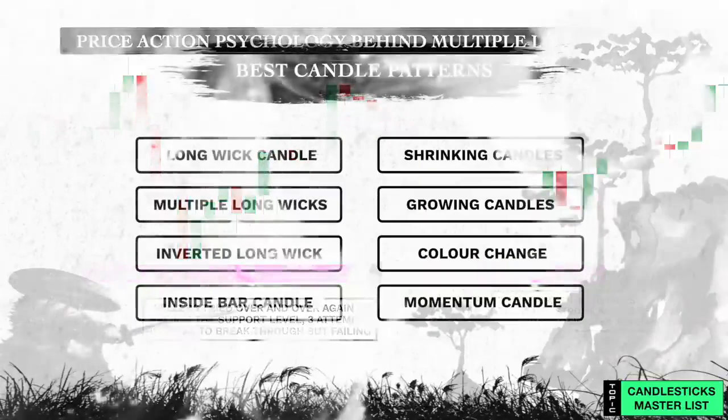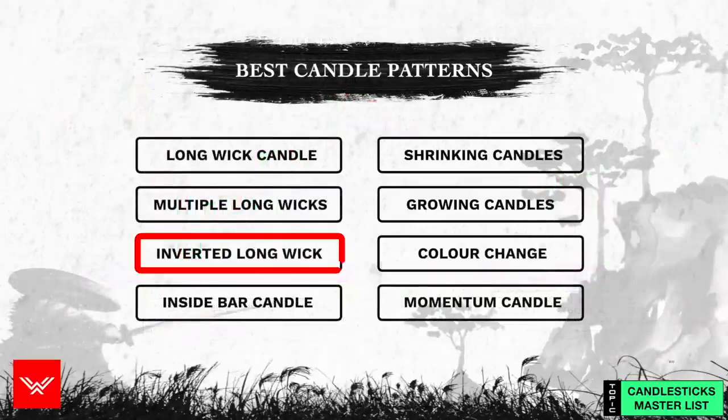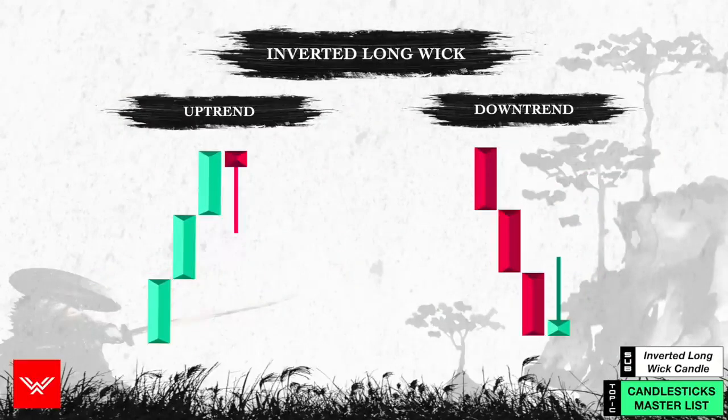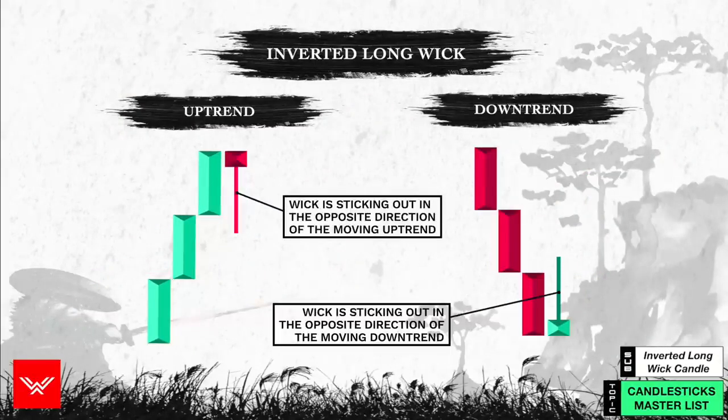So next, the inverted long wick candle. The inverted long wick candle is a lot like the traditional long wick candle, except the wick sticks out in the opposite direction of the moving trend direction. Now, on the charts.